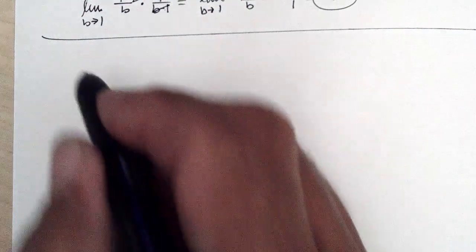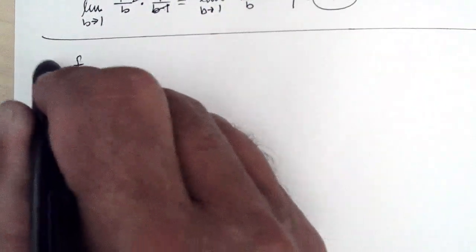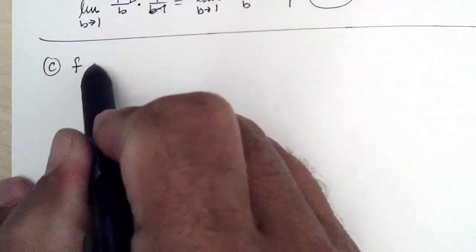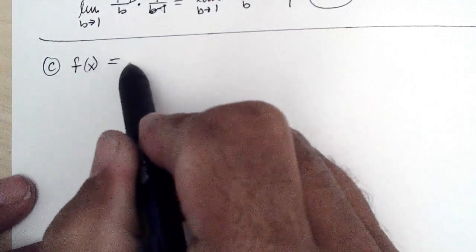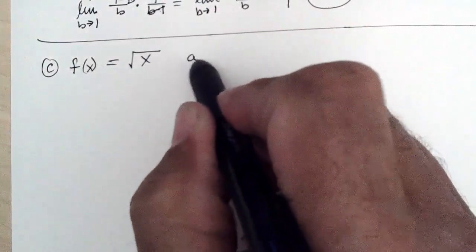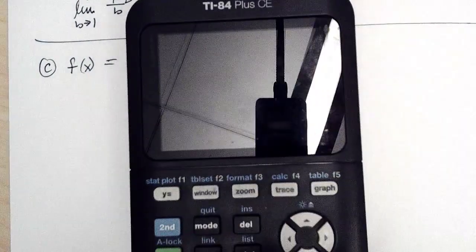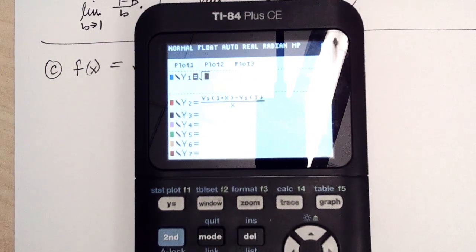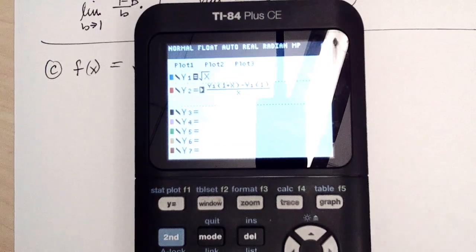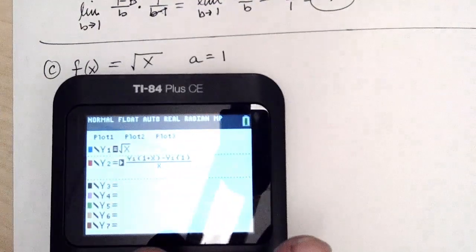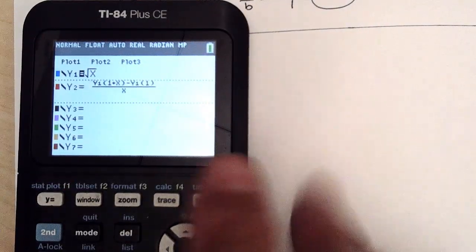So that's b. Now c we didn't do in class. So let's do c, where f of x equals the square root of x, and we want to know the slope of this at a equals 1. So I'm going to my calculator. Go to y equals, and I'm going to clear this one and put in square root of x. And this is going to be good, but I've got it turned off right now. You see the equals is not highlighted. Get it over here where you can see it. Okay, so let's just graph.